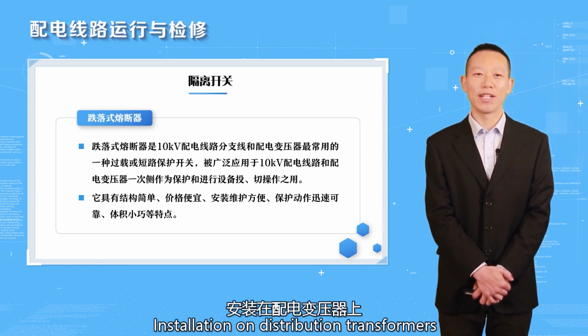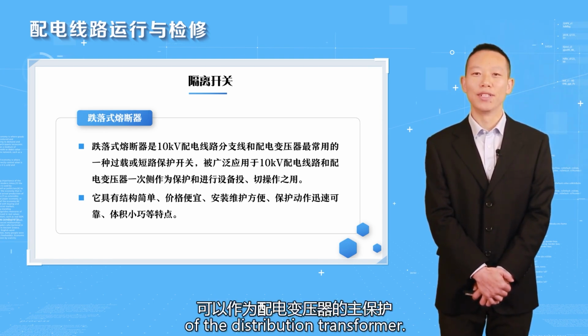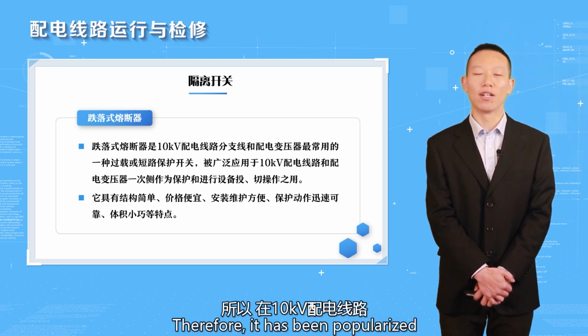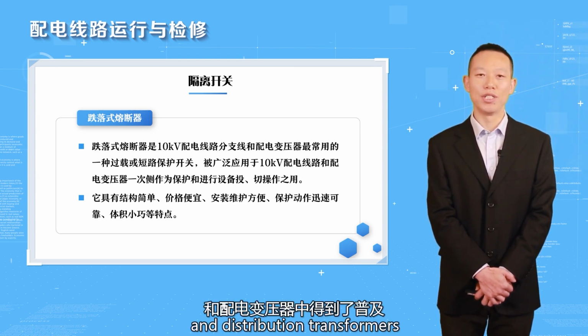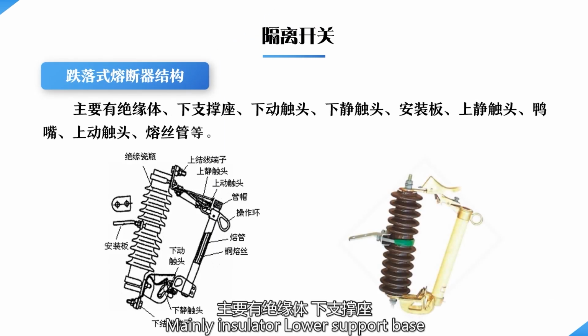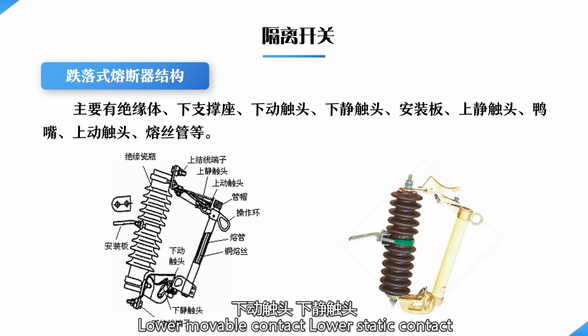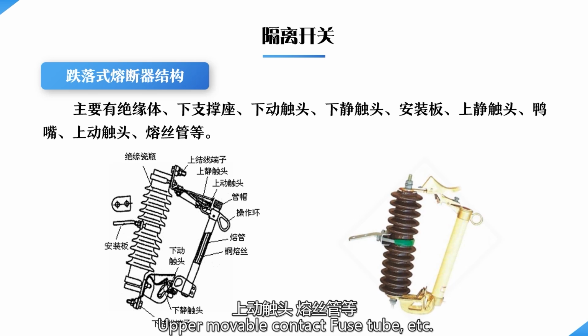Installation on distribution transformers. It can be used as the main protection of the distribution transformer. Therefore, it has been popularized in 10 kV distribution lines and distribution transformers. The structure of the drop-out fuse mainly includes the insulator, lower support base, lower movable contact, lower static contact, mounting plate, upper static contact, duck bill cap, upper movable contact, fuse tube, etc.